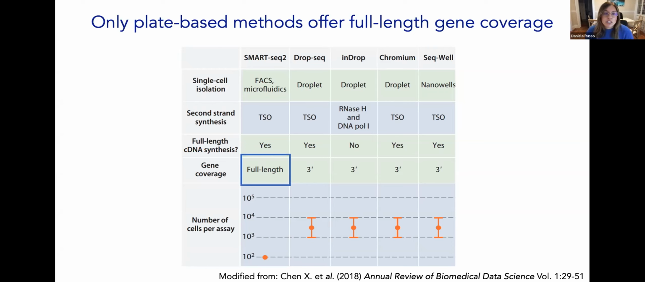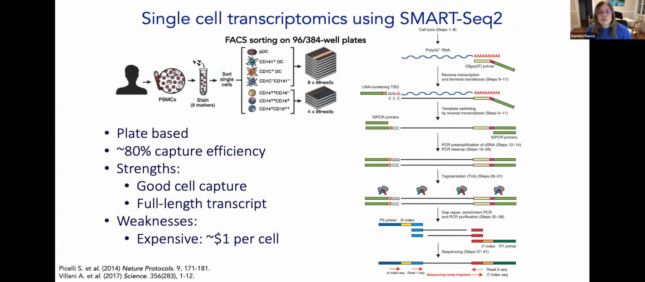Only the plate-based SmartSeq2 method can offer full-length gene coverage. And so when we think of this full transcript assay, we know that it has about 80% capture efficiency, which is very good. One of the strengths is that we can get about 80% of the cells back in terms of utilization for our analyses, and we are getting the full-length transcript. It does tend to be a little bit more expensive per cell and is quite labor intensive and slow. And in this method, we have a lot of benefits in terms of the data itself, but it becomes much more difficult to process anything more than 100 or maybe thousands of cells.